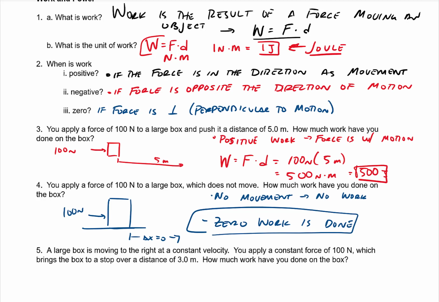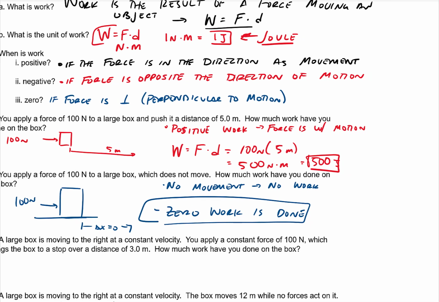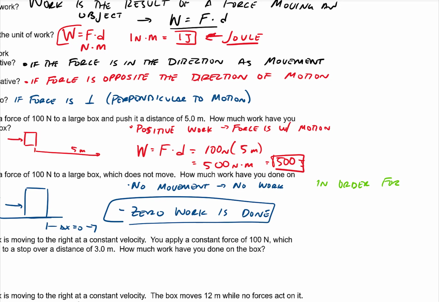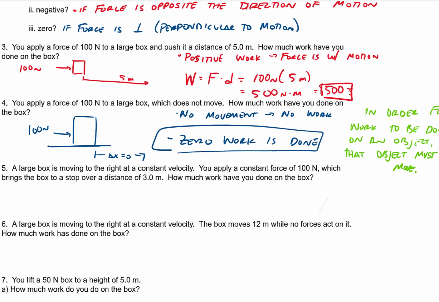In order for an object to have work done on it, it has to move. So we'll write that down. In order for work to be done on an object, that object must move. No movement, no work for that object.